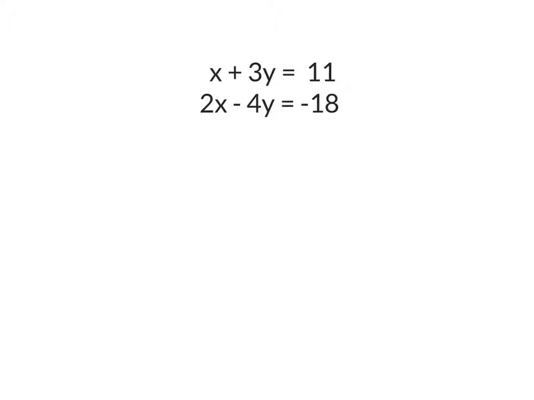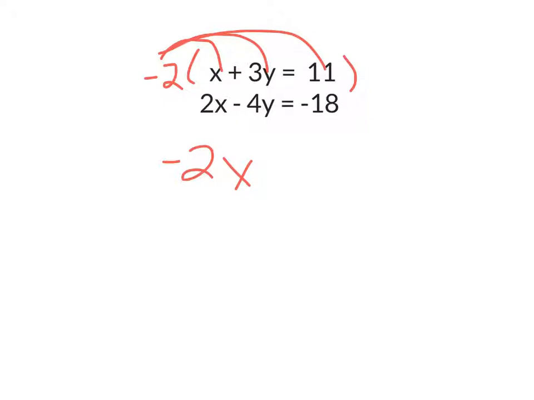So what I'm going to do is multiply the entire top equation by negative 2. I'll distribute negative 2 to all three terms of the equation. I get negative 2x. Negative 2 times positive 3 would be negative 6y equals negative 2 times positive 11 is negative 22. Next, I'm going to rewrite the second equation below.